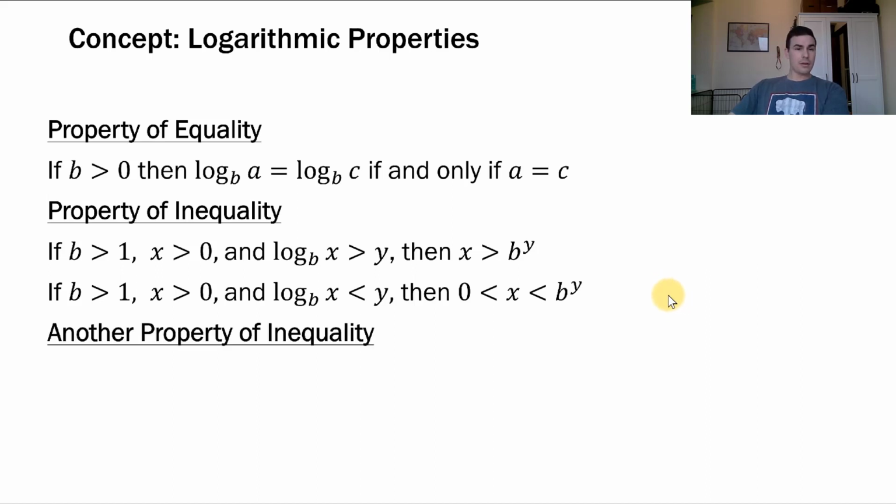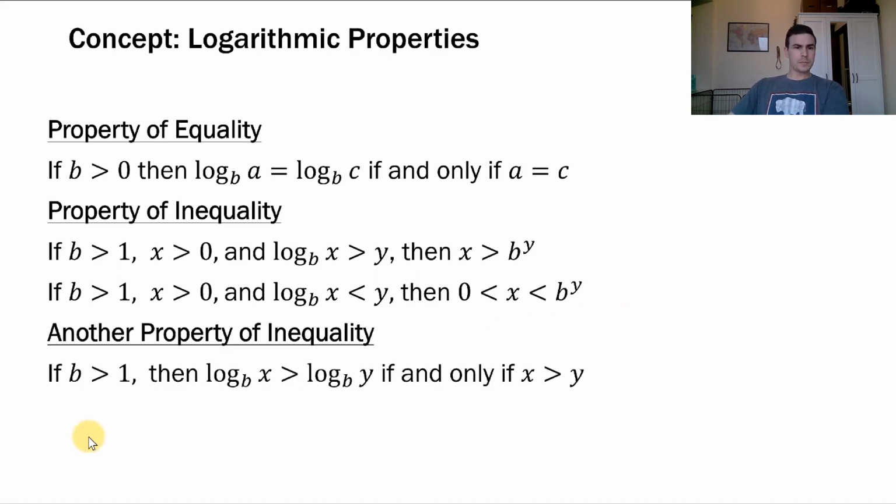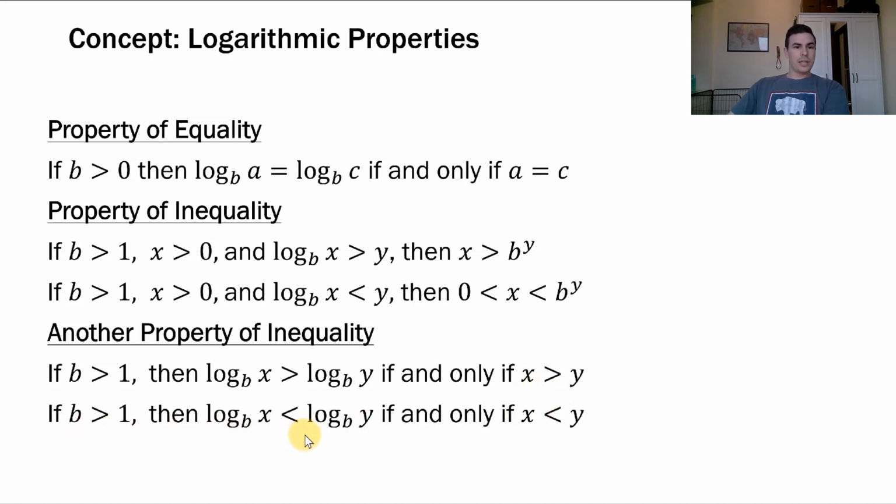We also have another property of inequality here. This is showing that if I've got log base b on both sides, this is really the main difference. So if my b is greater than 1, log base b of x is greater than log base b of y, if and only if x is greater than y. And with the same constraint, if we flip our sign, then for our solution, x is going to be less than y, flipping our inequality sign as well.